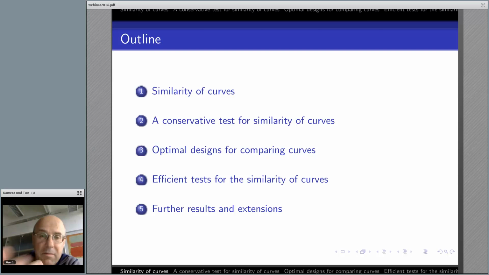Okay, so now I speak a little louder, and maybe the people on the floor will hear me, or it doesn't matter. Anyway, so let me repeat the outline. So I will talk a little bit about the similarity of curves. Then I will present you the current state of the art, the test for the similarity of curves, which is conservative. And then I will present some experimental designs which will actually improve the power of this test quite substantially. And after that, I will try to improve the test itself. So I will present a better test, and after that, we will conclude with some further results and extensions.